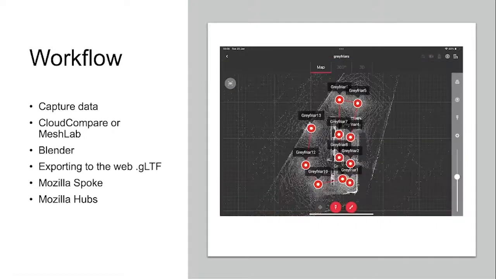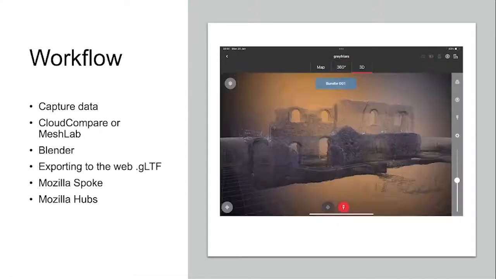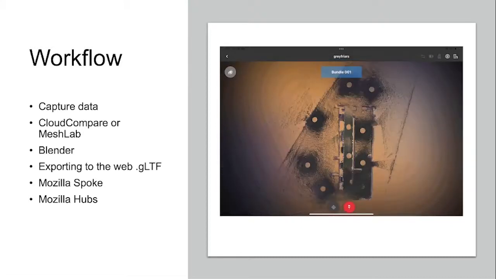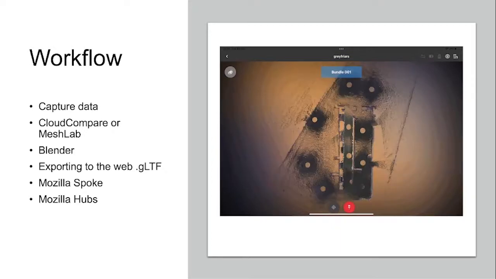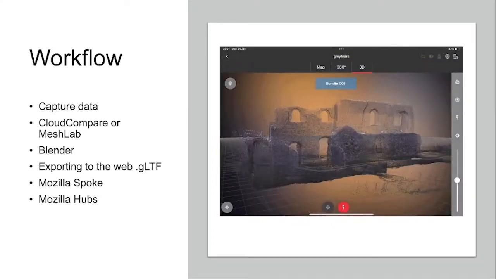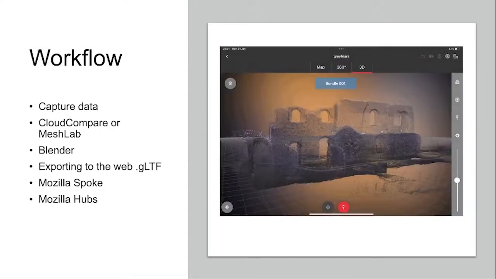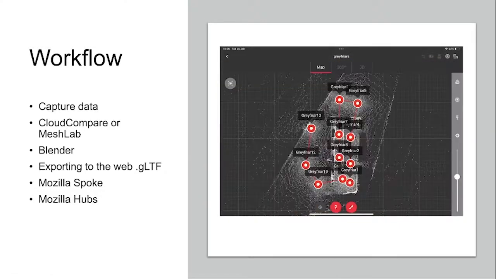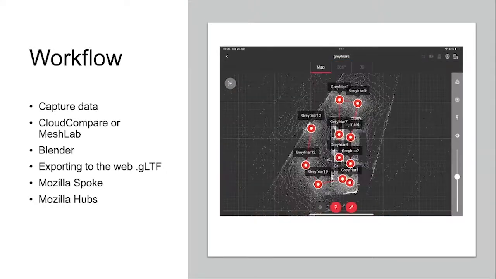Once you have that data, there are open source pieces of software that you can use. I have a leaning towards Cloud Compare just because I prefer the user interface. However, you could equally use MeshLab for this. That was then imported into Blender so that I could convert it into a file format that was web friendly, so GLTF, GLB, which Mozilla Spoke was happy with.